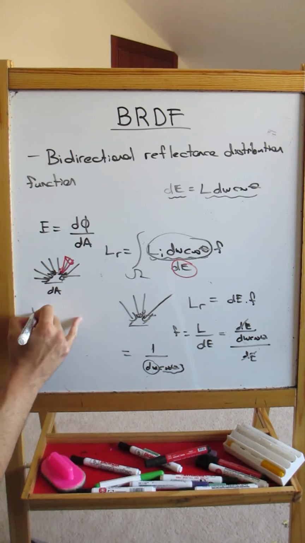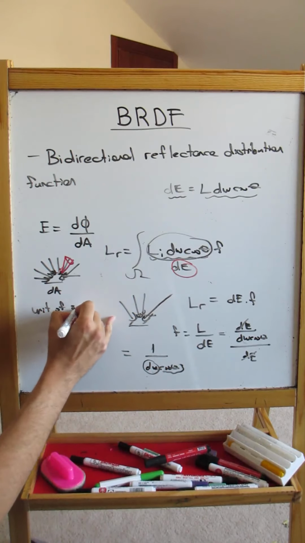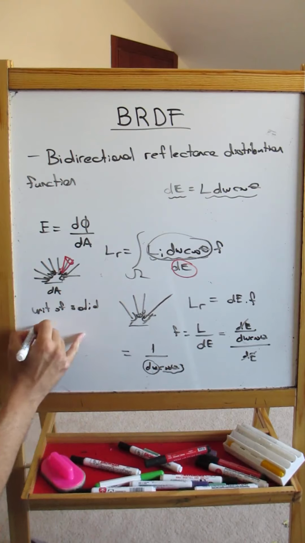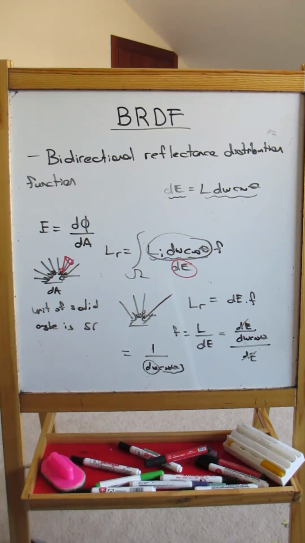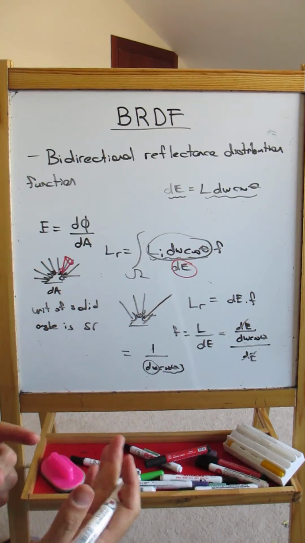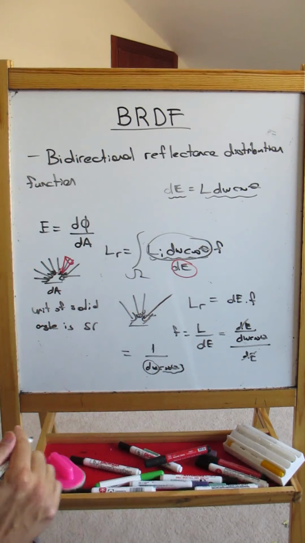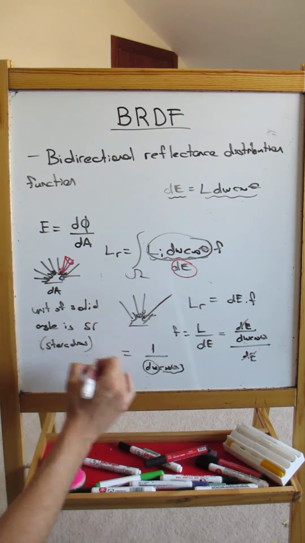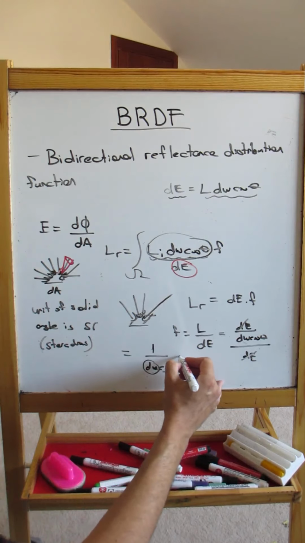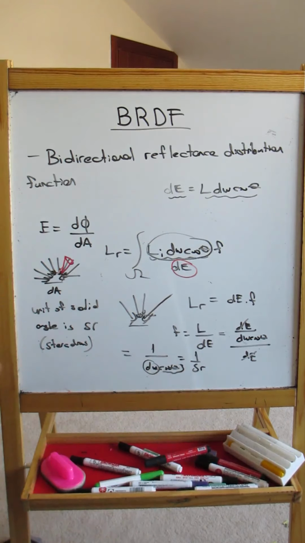And the unit of solid angle is steradians. Remember, the full sphere is equal to 4 pi steradians. So the unit of BRDF is going to be then 1 over steradians.